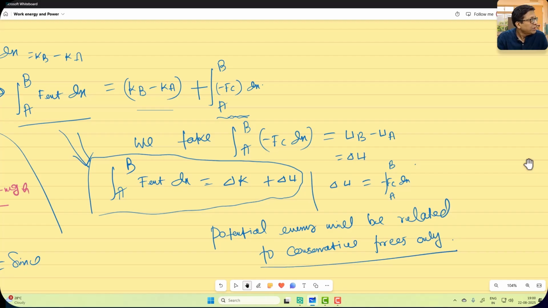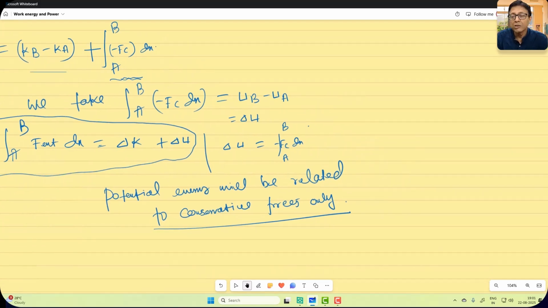Okay? So in the field of a conservative force, potential energy will exist. If it is non-conservative, there is no link with potential energy. Now, this delta U you are writing is minus Fc dx.